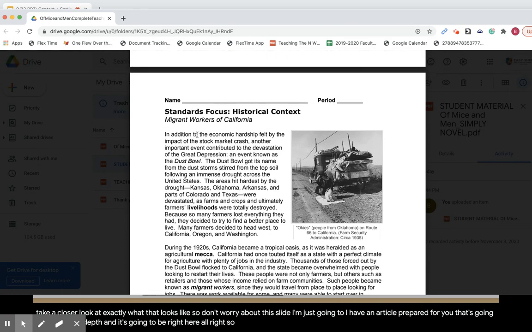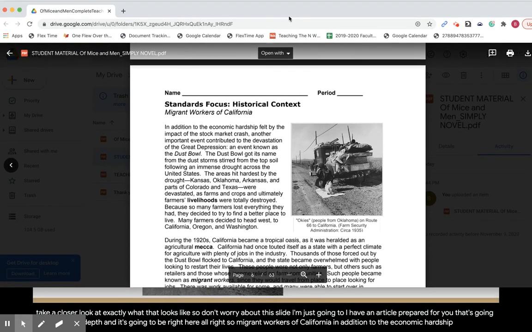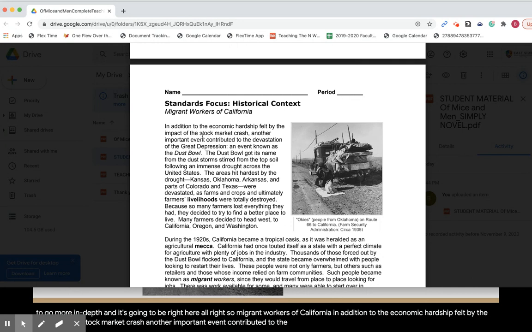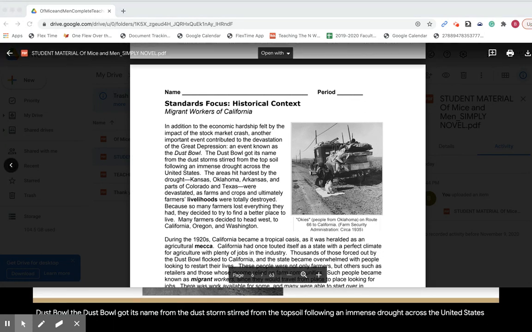So, migrant workers of California. In addition to the economic hardship felt by the impact of the stock market crash, another important event contributed to the devastation of the Great Depression, an event known as the Dust Bowl. The Dust Bowl got its name from the dust storm stirred from the topsoil following an immense drought across the United States. The areas hit hardest by the drought, Kansas, Oklahoma, Arkansas, and parts of Colorado and Texas, were devastated, as farms and crops and ultimately farmers' livelihoods were totally destroyed.